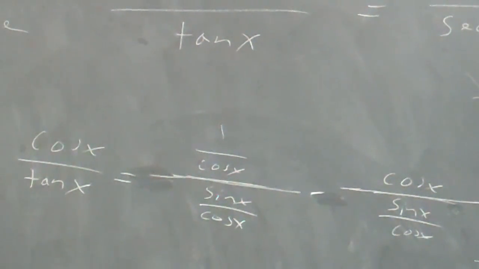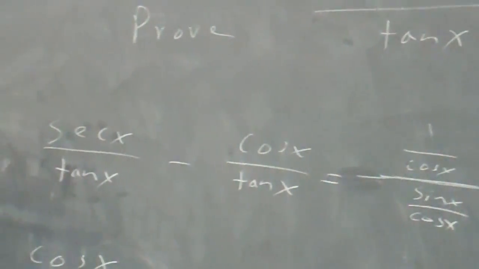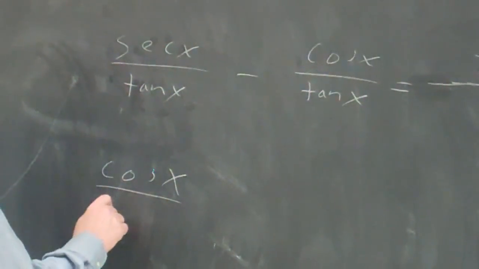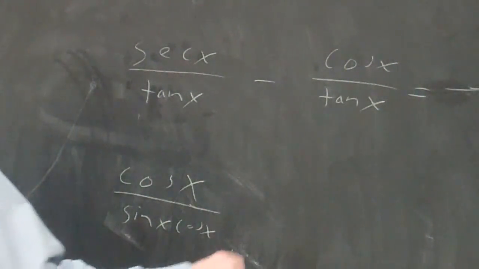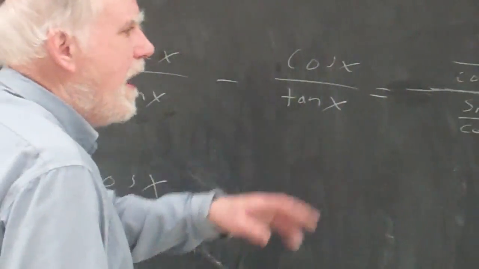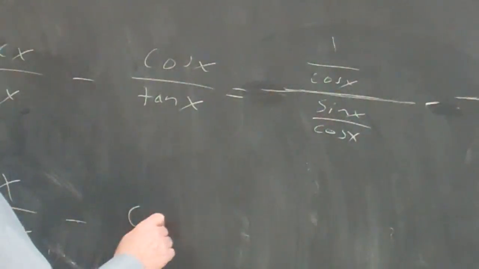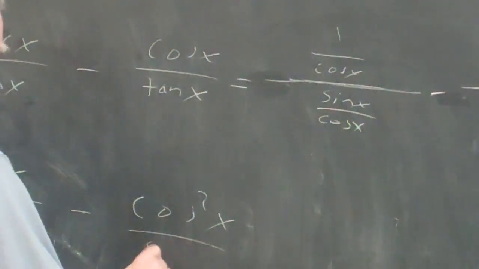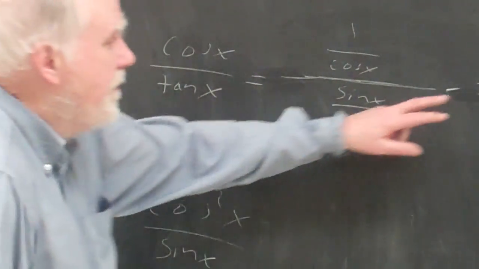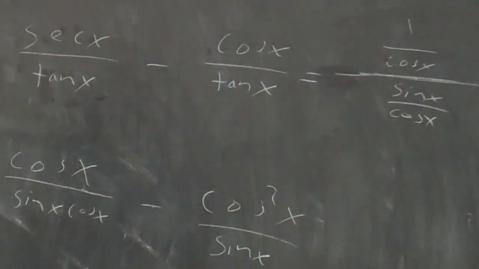If I've done it right here, I think what I've got is cosine x over sine x cosine x. I don't think this is going to get me where I want to go. Maybe I really muffed it, right? And what do I have here? I have cosine squared x, okay, over sine x. Right, if I flip that over, I get cosine squared over sine x.